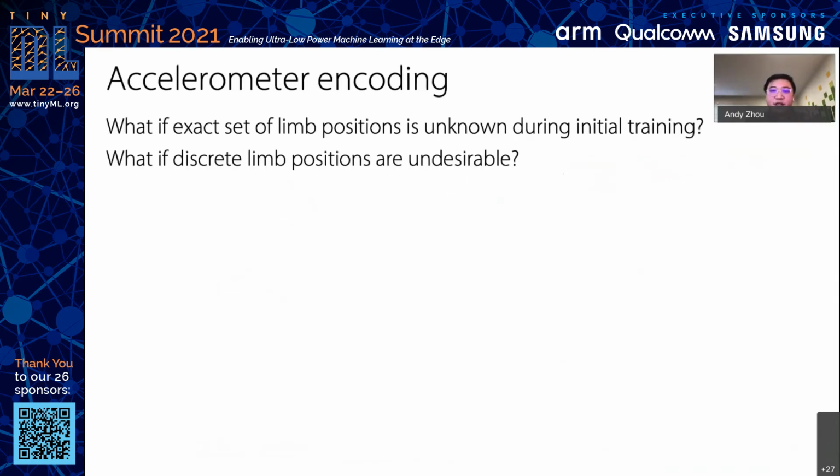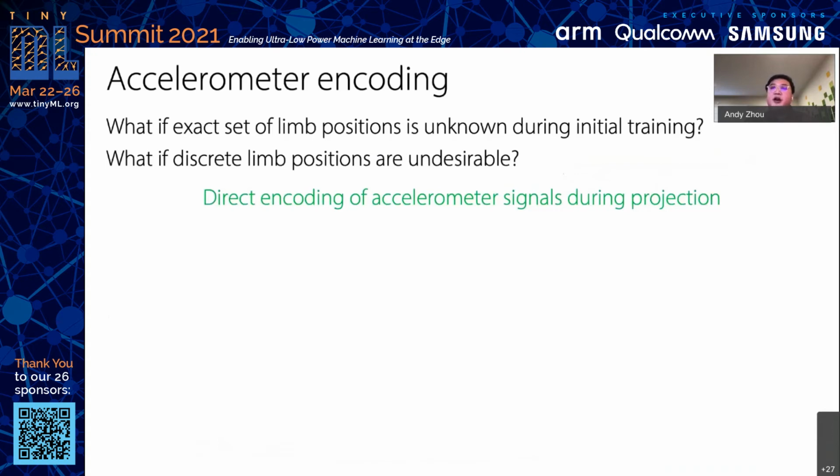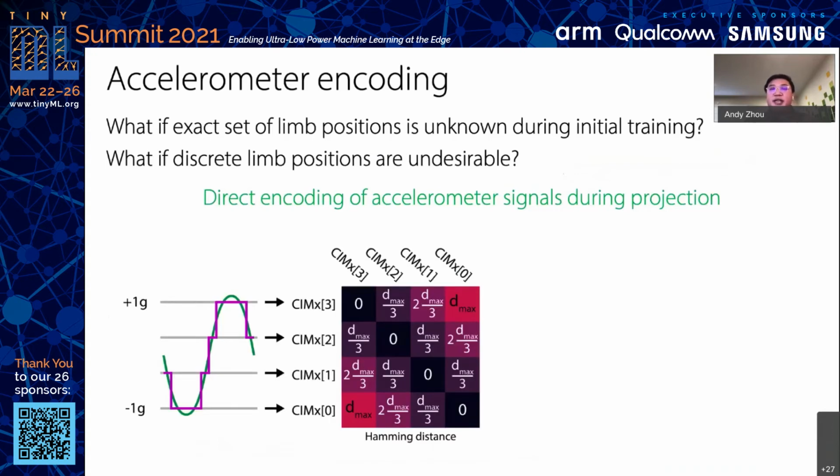So lastly, we wanted to try and remove that requirement of limb position context classification for situations where predetermined or well-defined limb position contexts may be unknown or undesirable. So in these cases, we can directly encode accelerometer signals into context vectors on an example-by-example basis. And we perform this using what's called a continuous item memory, where we use hypervectors to represent quantized levels of some continuous value, which in this case is the acceleration.